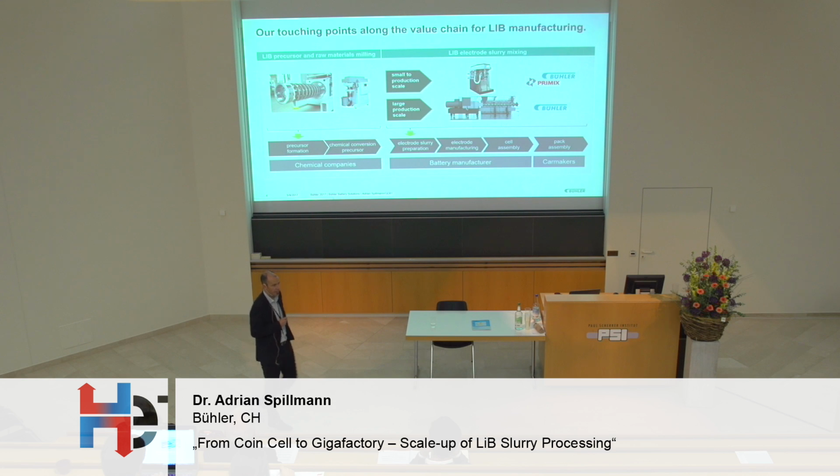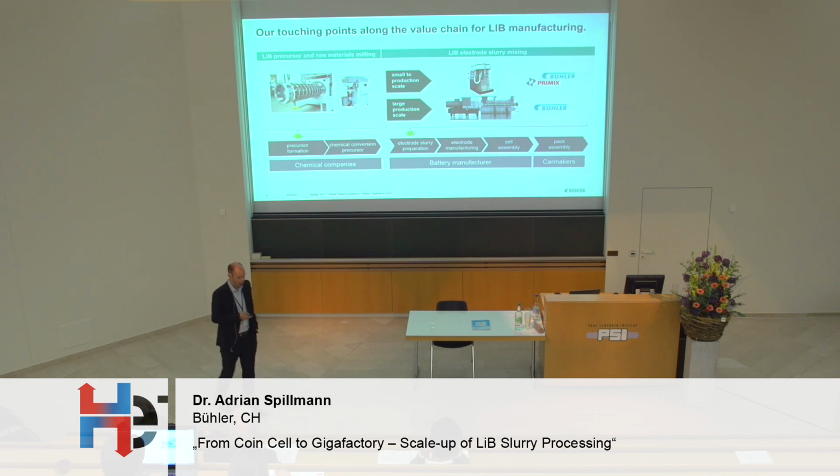On the anode side, for example, we have projects where we need to grind silicon as an active material. And even on the separator material, we have some materials which need to be dispersed, ground in a mill. For example, the ceramic coating on a polymer substrate needs to be processed on an agitated bead mill.